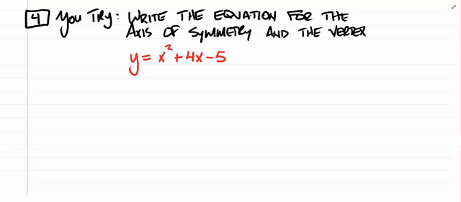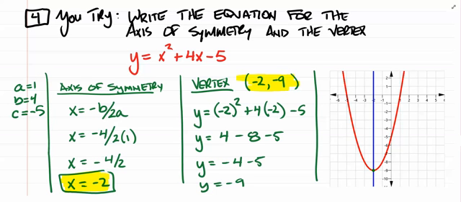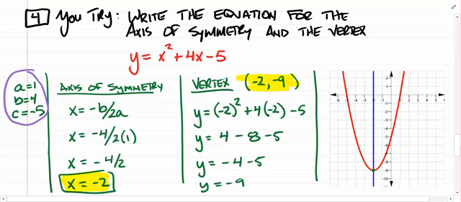Okay, box number 4 is a U-try. I want you to write the equation for the axis of symmetry and tell me the location of the vertex. Hopefully you got the right answer, but if not, here is the process by which you obtain the right answer. The first step is you write down the values of a, b, and c. So they are 1, 4, and negative 5.